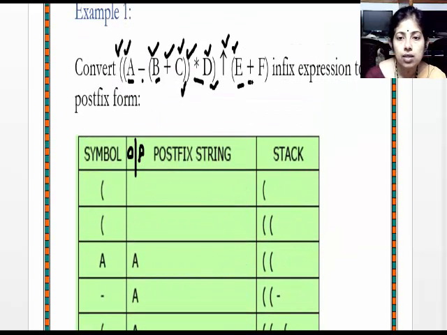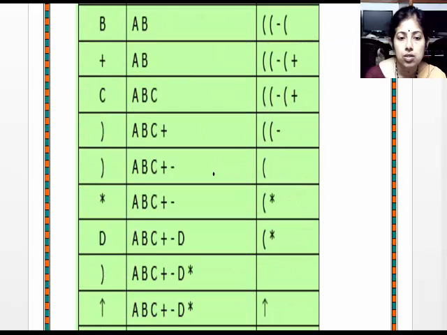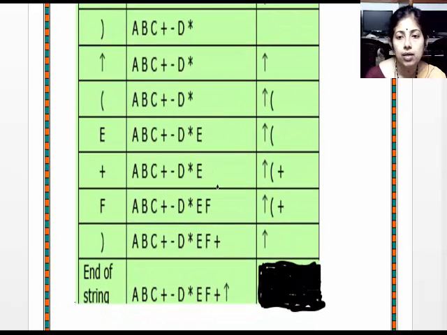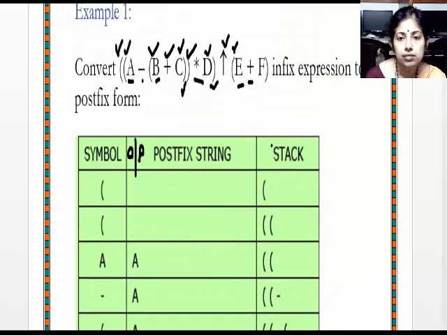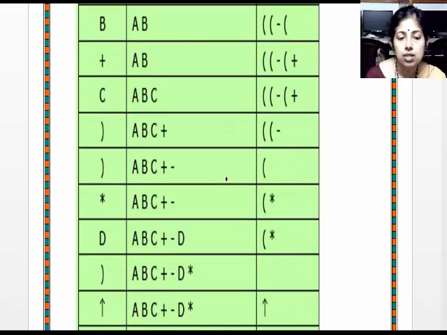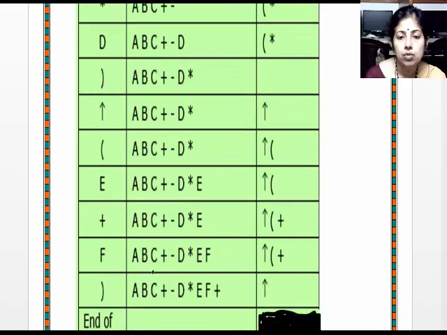And then the next one is an operator plus. Because it is an operator, you push it onto the top of the stack. And the next one is an operand again, F. Because it is an operand, you simply write it down in the postfix string, that is the output.